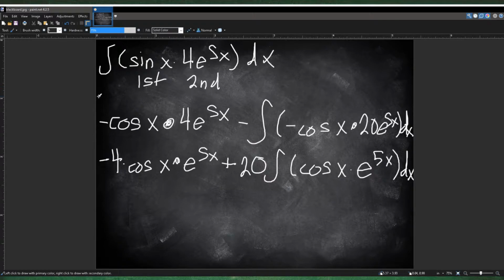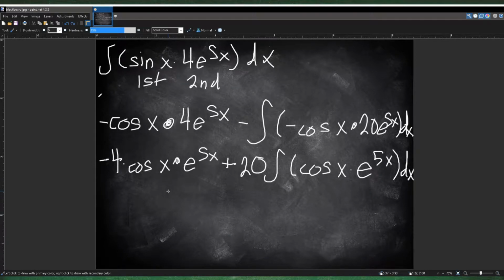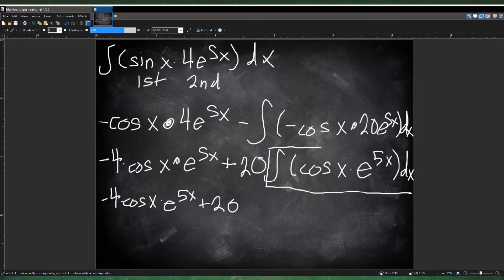So this equation and this equation over here are the same. But we didn't simplify it yet, right? Because we still have this integral in here, and these are cosine and that's sine. So we can't really do anything yet. So what we have to do is do it again. So it's going to be a little bit long. So we have negative 4 times cosine x times e to the power of 5x plus 20. And then we have this integral now, and we could rewrite that integral using integration by parts again.